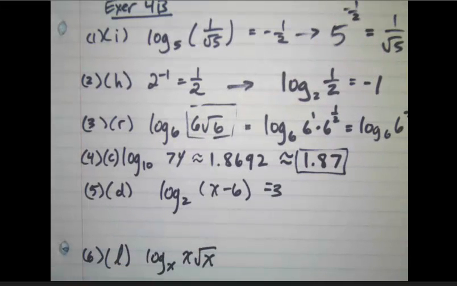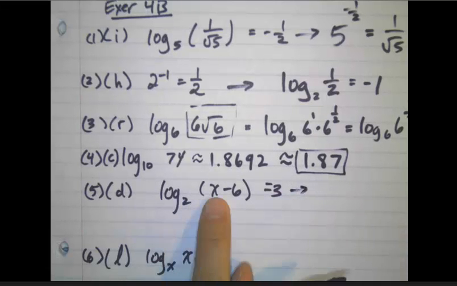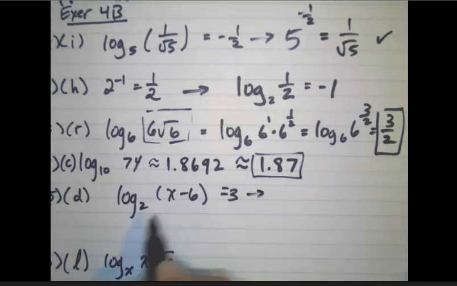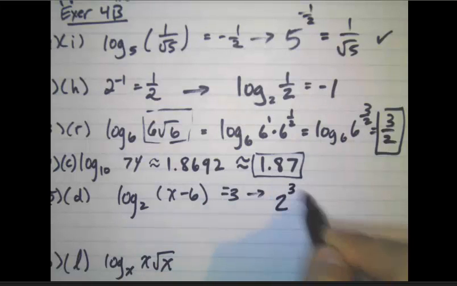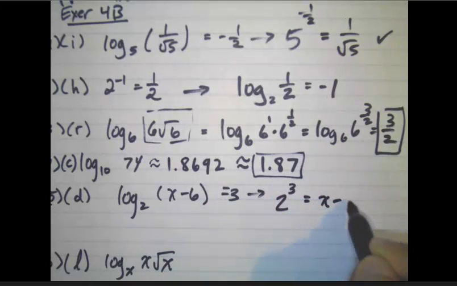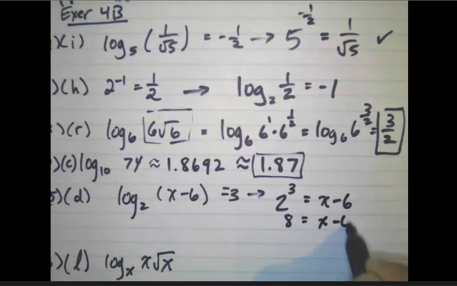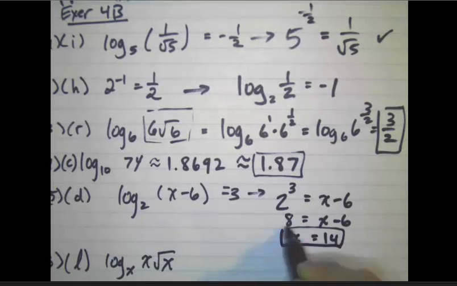All right, number 5D. The directions are to solve for x, and therefore we know that we're given a logarithmic equation. We want to find the equivalent exponential equation. The base is 2, the exponent is 3, and that's equal to x minus 6. Now this is a simple equation, and I get x is equal to 14.